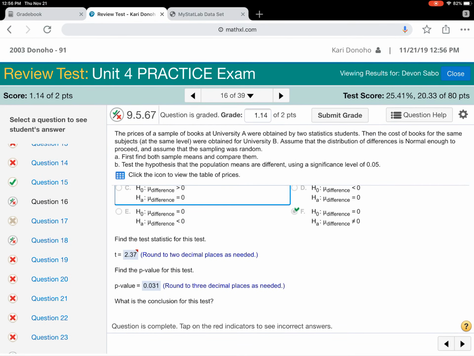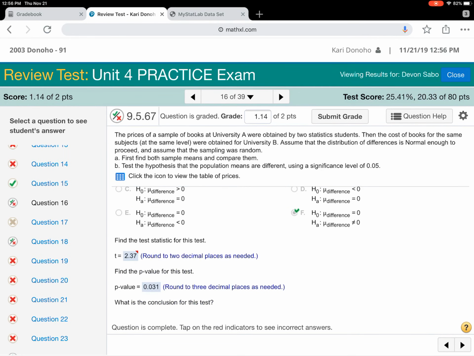So you picked your correct, again, H naught and H sub A. You picked that the mu difference is either equal to 0 or not equal to 0. What I bet was the problem here, if I had to guess, is that you didn't run a paired test on this. It's definitely a 2-sample test. We have a sample from University A and a sample from University B, but I see this mu difference all over the place, and that is the key that is telling me this is a paired sample.